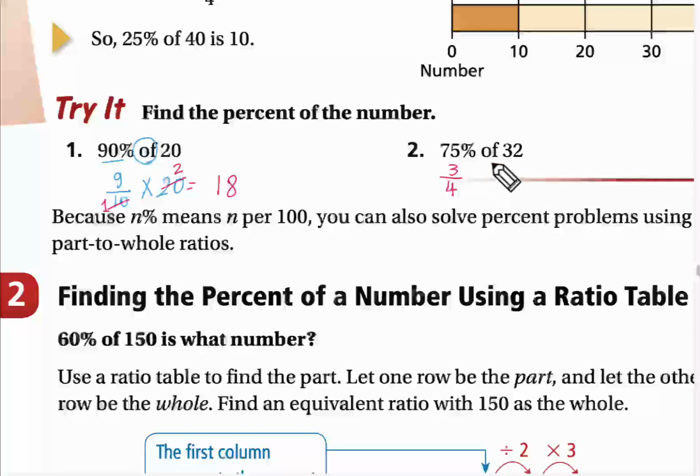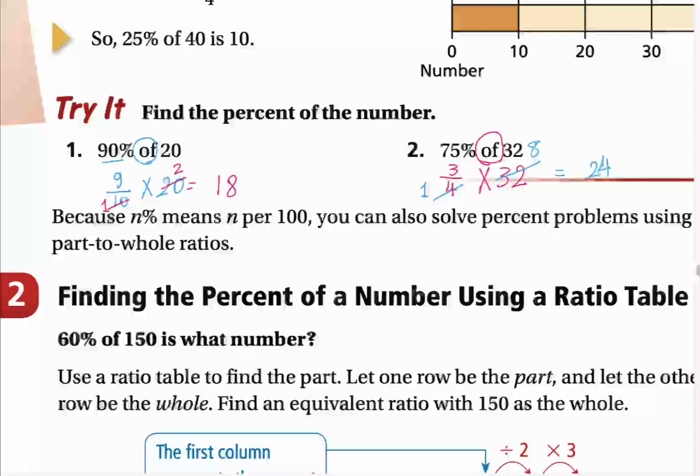Let's do it quickly. What is the meaning of the word "of"? Multiplied by. We'll multiply 3/4 by 32. You can simplify: put 32 over 4. 32 divided by 4 equals 8, and the 4 becomes 1. Now 3 over 1 times 8 equals 24. That's it. Do you have any problems now, Ibrahim? Yes, I get it now.